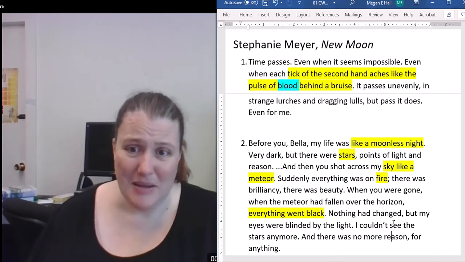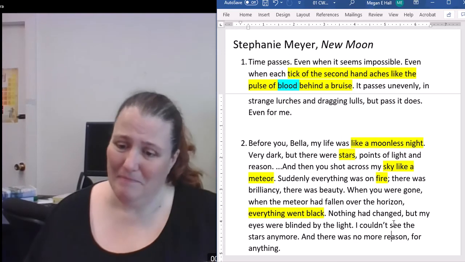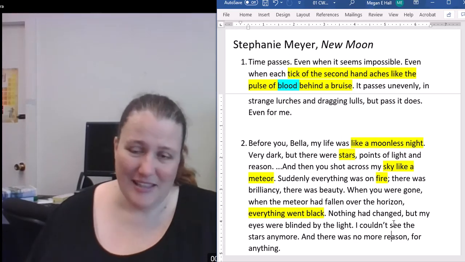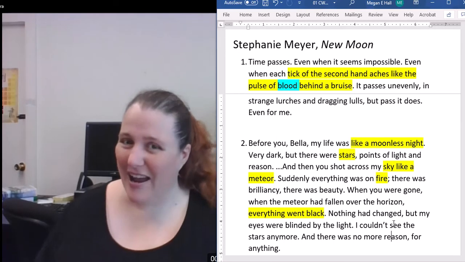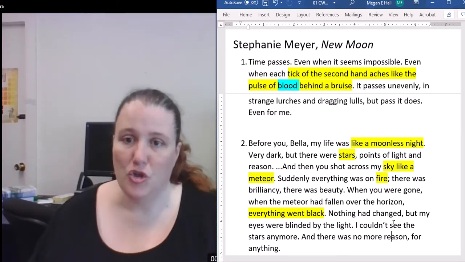It did not to me because I read them as an adult, and I'm not in that. I wasn't the target audience, I'll put it that way. I wasn't the target audience, but there are things that I did appreciate that she's doing in terms of her writing.